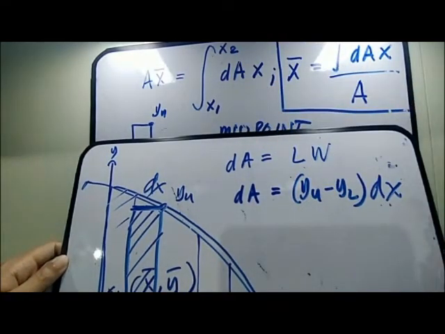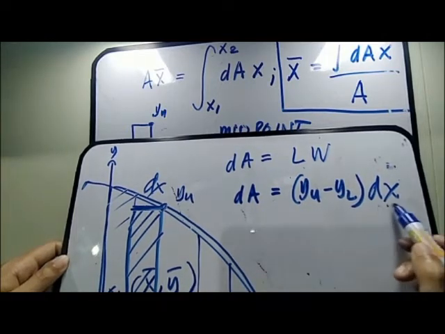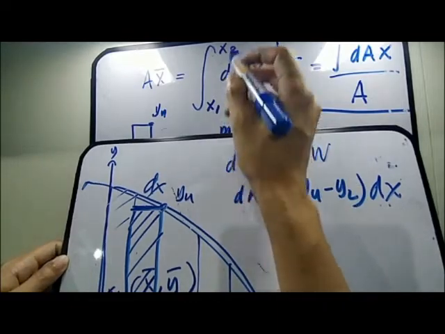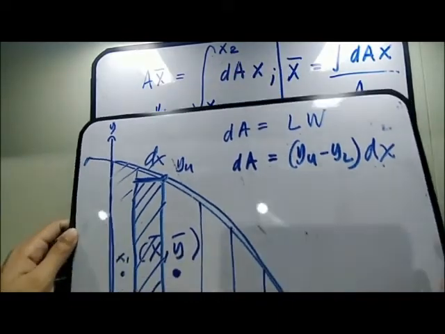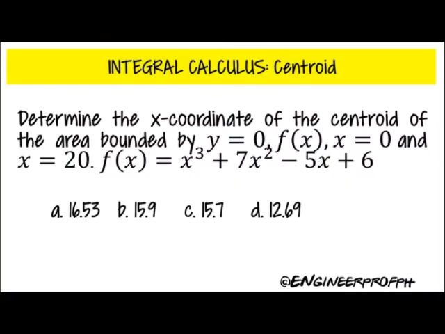Then, to find A, we need to integrate both sides. So, yun na. Lahat ng elements is nandun na siya. You have here the limit. If you are dealing with differential of x, of course, your limit must be in x. If you're dealing with the horizontal rectangular strip, of course, you have here differential of y. So, your limit must be also in y. So, it's important.